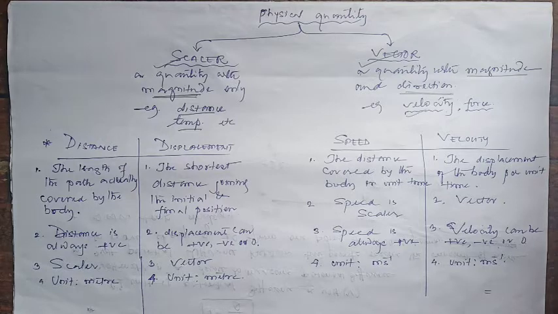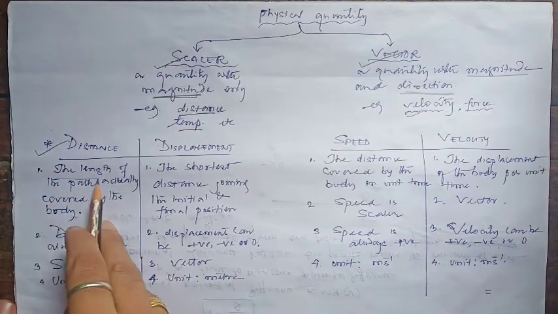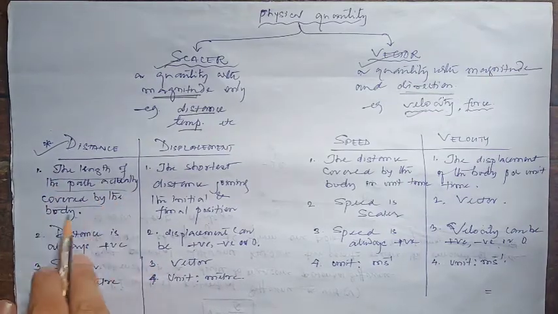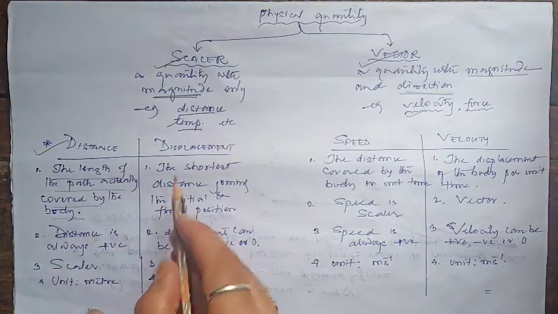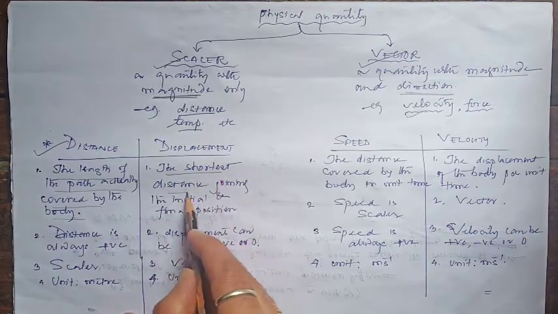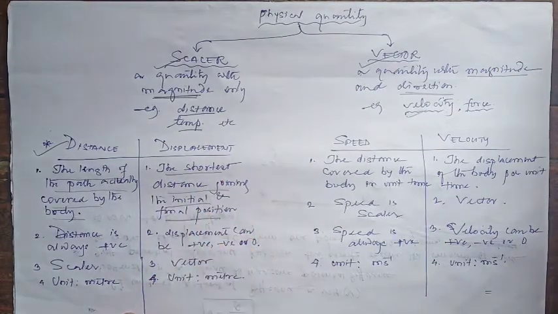So I hope, students, you understood the difference between scalar quantities and vector quantities. Now let's move on to our next definition, that is distance and displacement, speed and velocity. So distance, what is distance? Distance is the length of the path actually covered by the body. And what is displacement? The shortest distance joining the initial and final position.